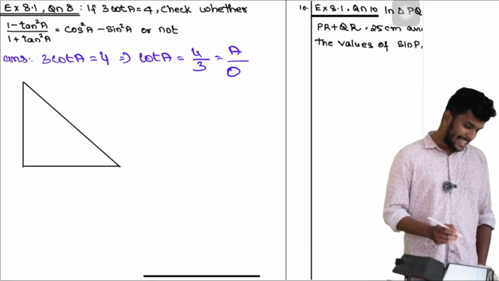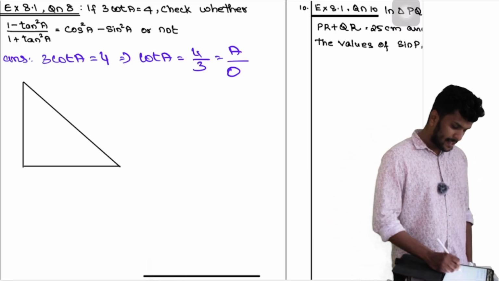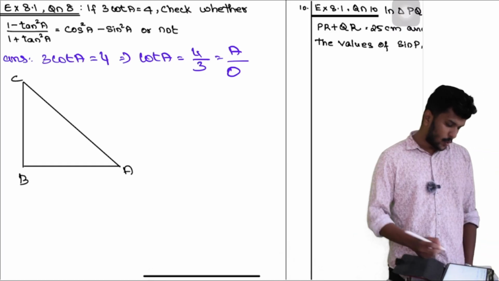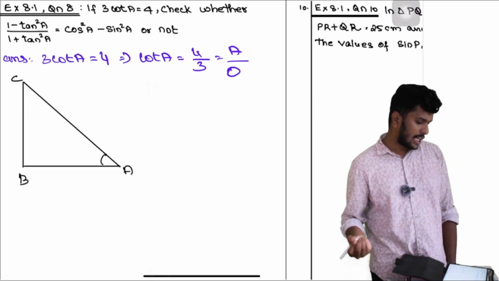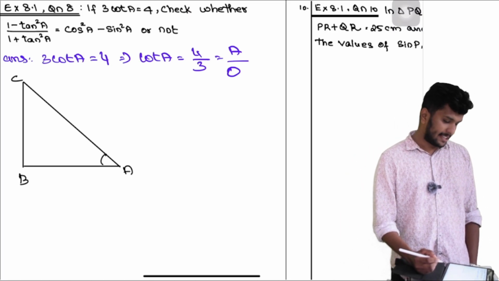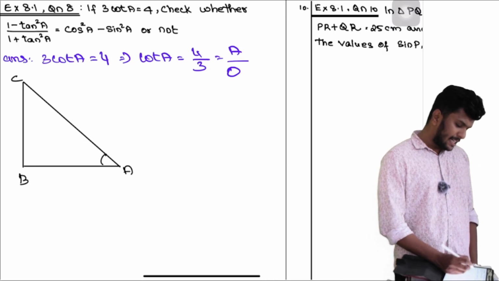Okay, so acute angle is what? A. B C. So angle A we have here. Now what, everyone? Cot A equals 4 by 3, right? So how can I write?